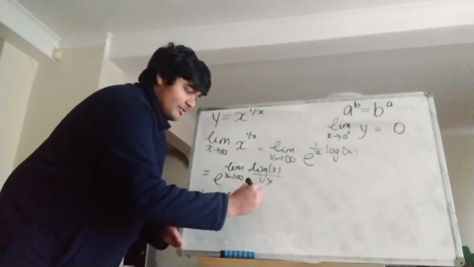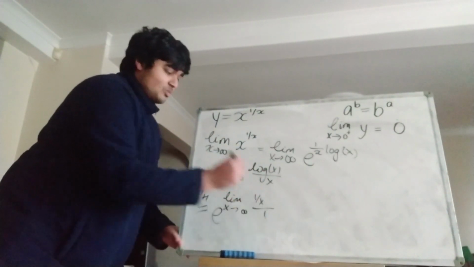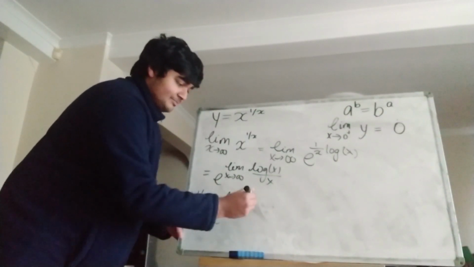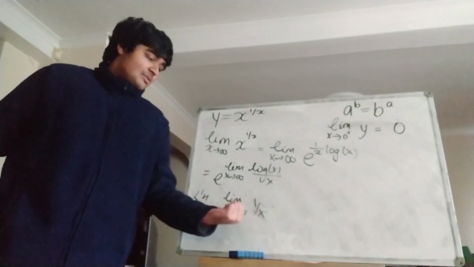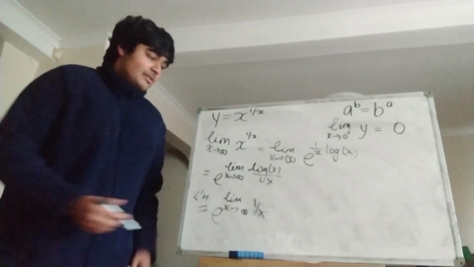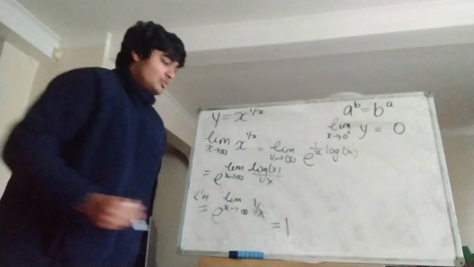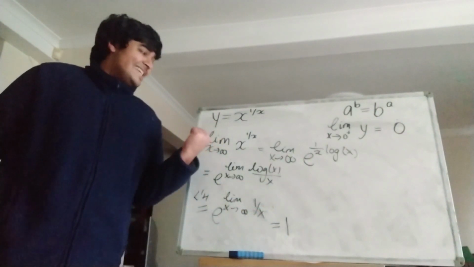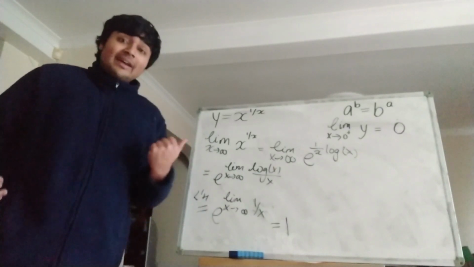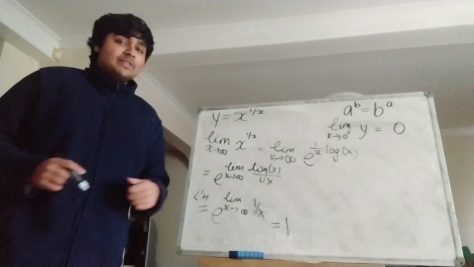The derivative of that is just 1 over x, and the derivative of x is just 1. So this thing here is just 1 over x over 1, which is just 1 over x. And of course, as x goes to infinity, this thing here goes to 0, so we get e to the 0, so this thing here equals 1. So the limit as x goes to infinity of x to the 1 over x is just 1. Finally, let's look at the turning points of this graph.